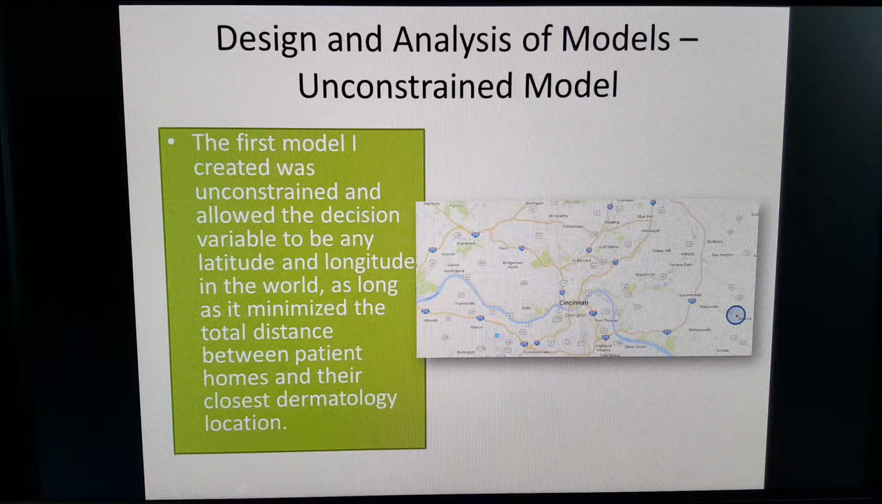The first model I created was unconstrained and allowed the decision variable to be any latitude and longitude in the world, as long as it minimized the total distance between patient homes and their closest dermatology location. This gave me a location out in Batavia, Ohio, circled in blue. I believe this location was given due to the vast distances traveled by the relatively small amount of patients that live out east of I-275. Therefore, putting a location out there did a great deal to minimize the total distance traveled, although the population was quite small out there, if you can remember the first set of red dots.